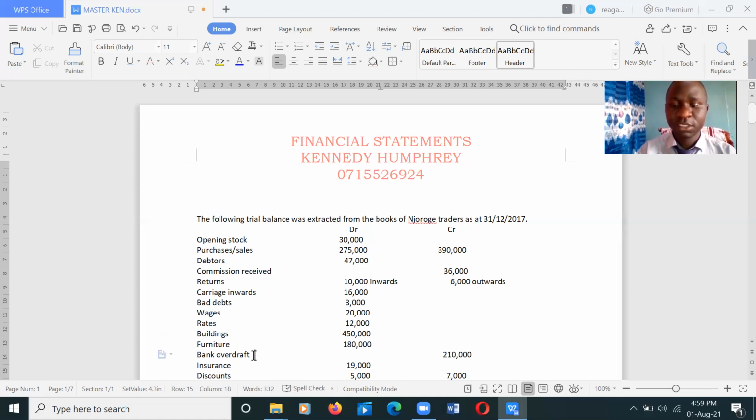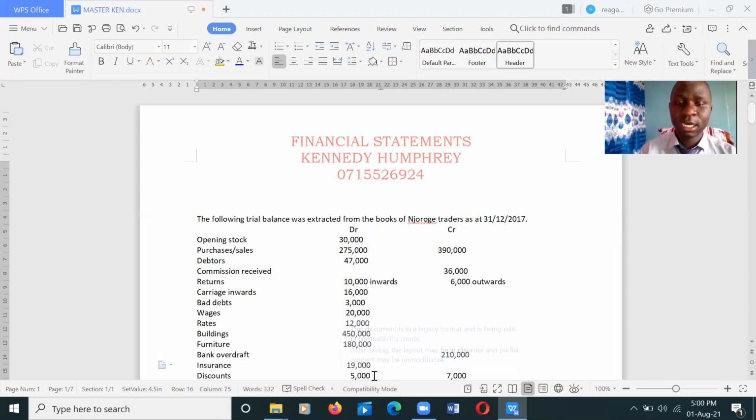What do you mean by bank overdraft? For example, if you have a bank account and you go to the bank with the interest of getting a loan, you may get more money than what you have in your account. The amount you get more than what you have in your account is called bank overdraft. Then we have insurance. Insurance is an expense, and will be used when preparing the profit and loss account.